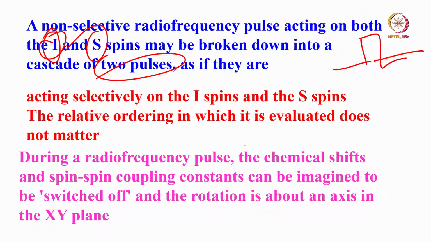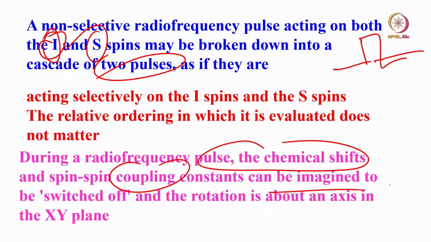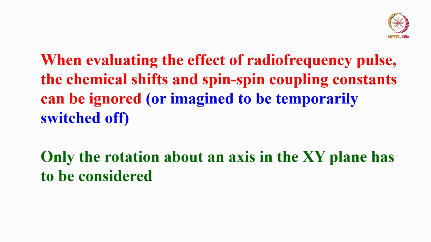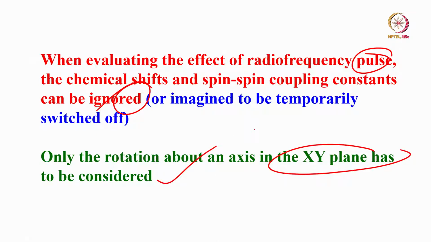And during the radio frequency pulse, the chemical shifts, coupling constants, everything you can assume to be switched off. That means when you are applying an RF pulse, you are not talking about chemical shift and coupling evolution; you consider it as if it is switched off, nothing is happening to that. You have to treat only the rotation about a particular axis. When you are applying the RF pulse, all you have to worry about is rotation about the axis in which you are applying the pulse, X pulse or Y pulse, and the rotation in the plane, that is all. During that time, do not worry about chemical shift or spin coupling constant. Temporarily you can think of them as switched off, and only the rotation in the XY plane has to be considered. That is what I wanted to repeat.